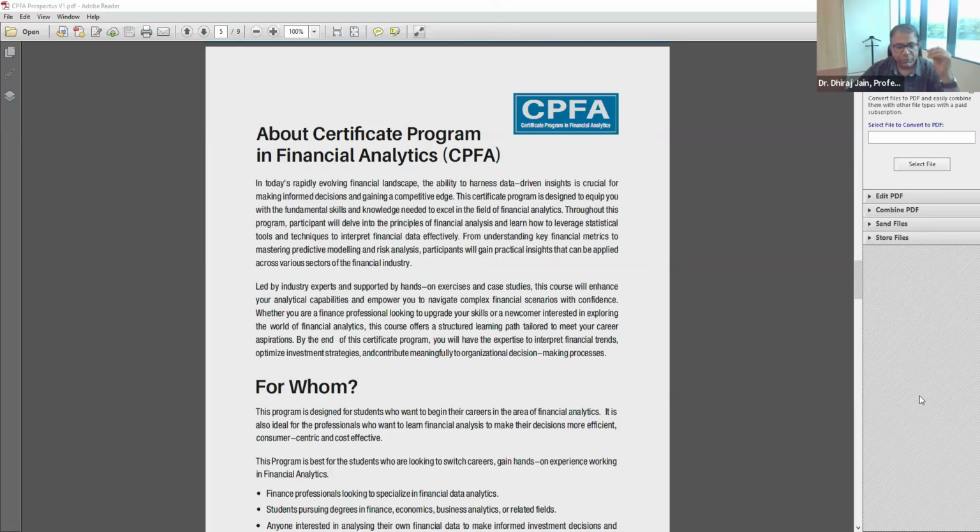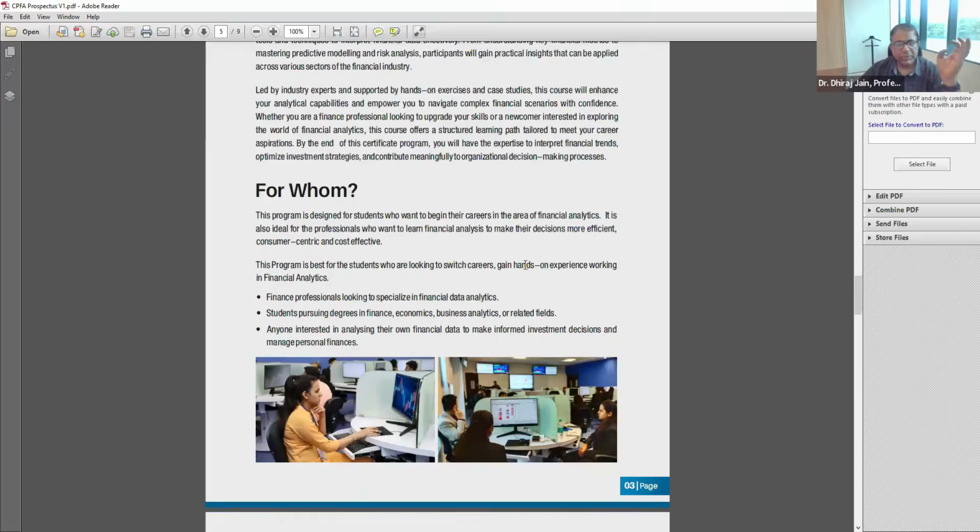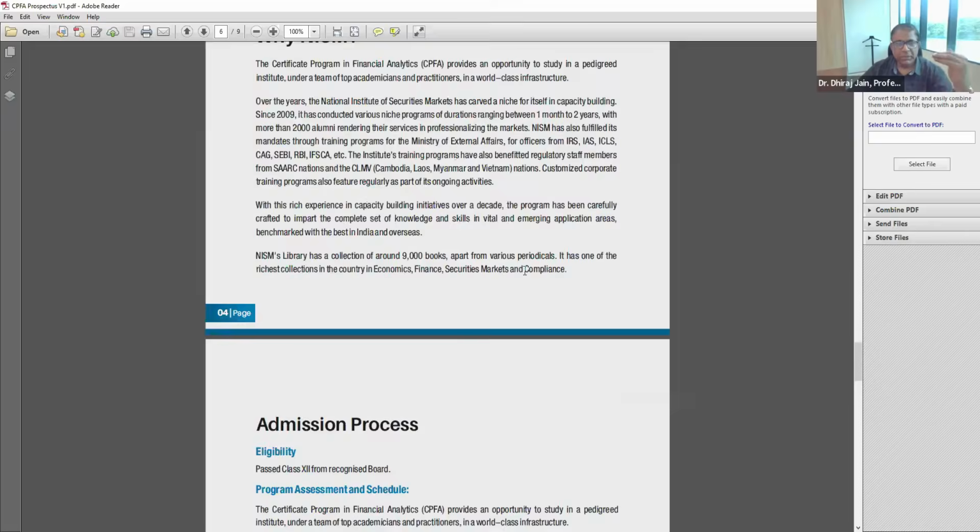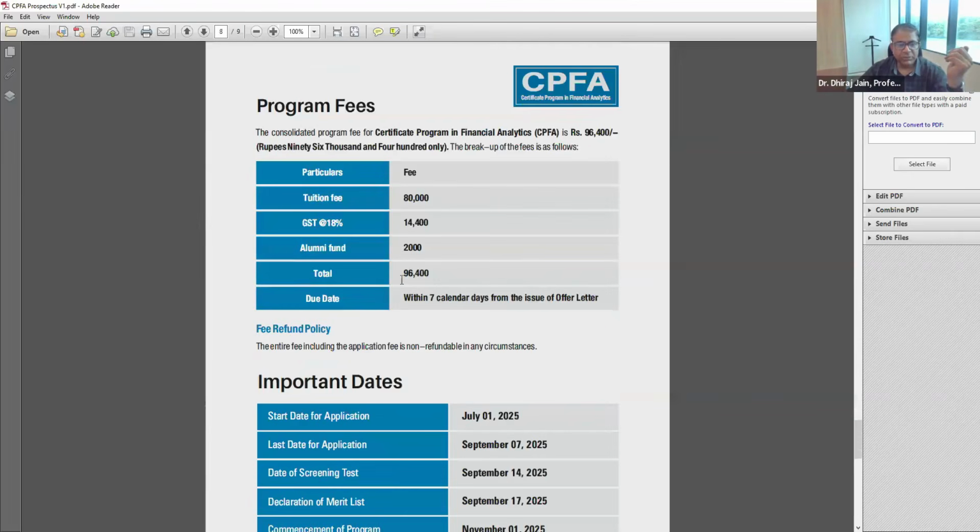What is the fees for this? I have told you the fees for the program. The fees for the program, including GST, etc., is 96,000. The total fees is 96,400. This information is available on the brochure that you will be able to see on the website.